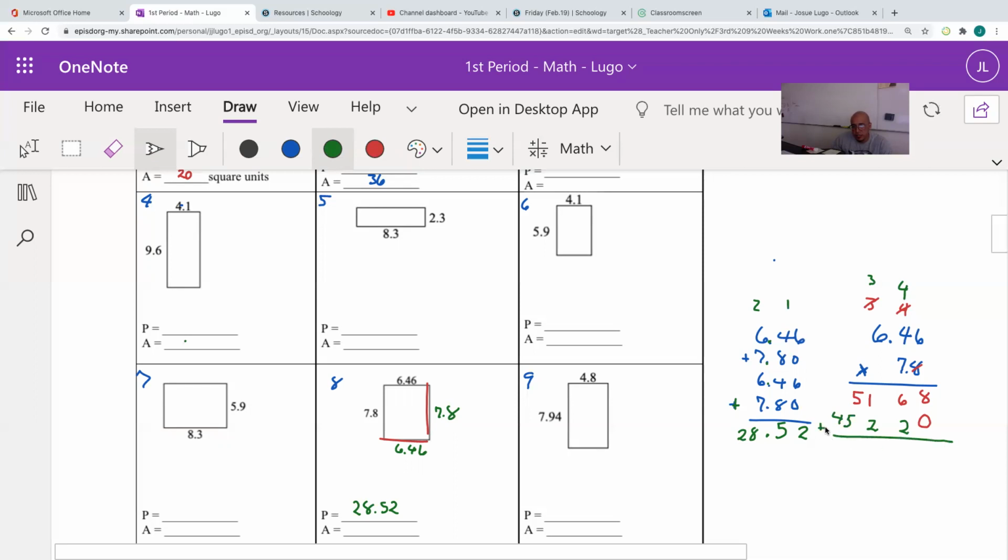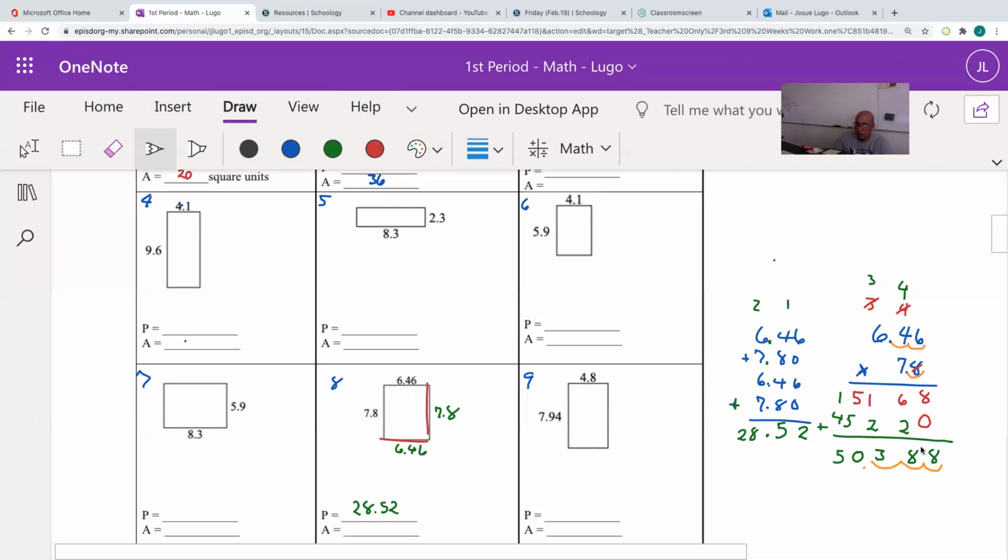Add everything together now. 8, 8, 3, 10. 4 plus 1 is 5. Now, the decimal will go depending on how many decimal places we have. How many numbers are behind the decimal? So I have 1, 2, 3. So I'm going to skip 1, 2, 3.